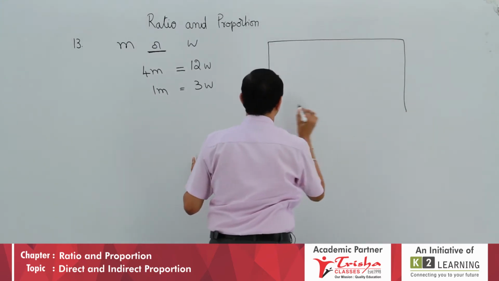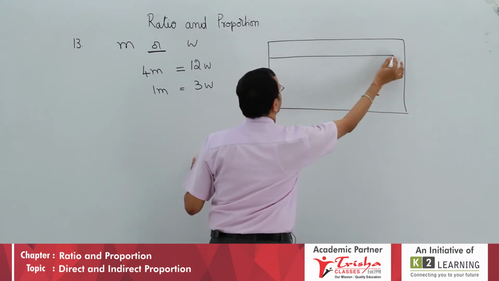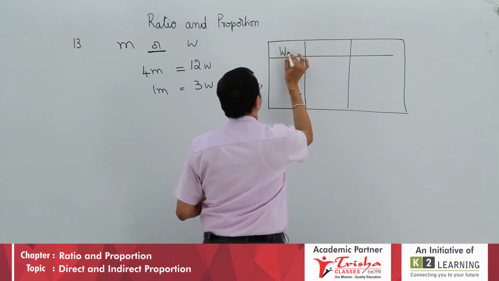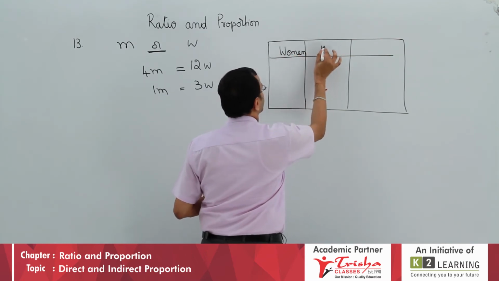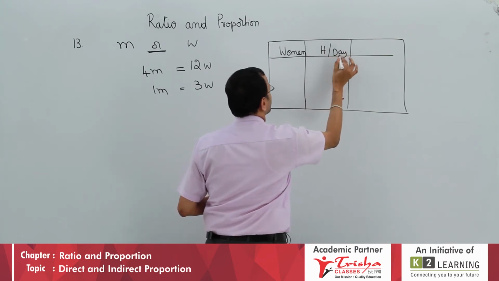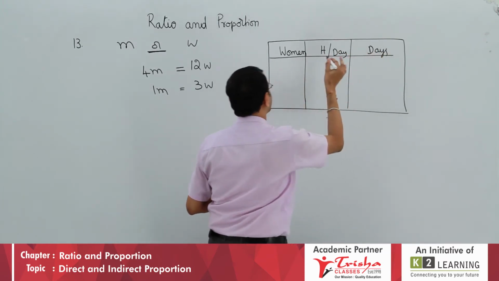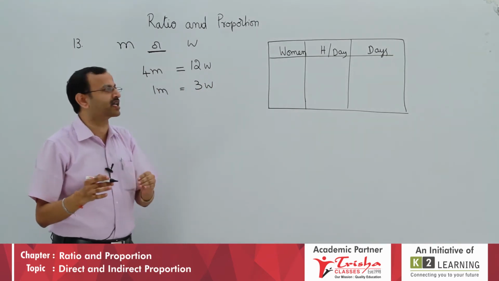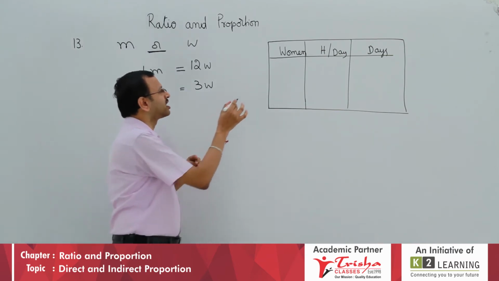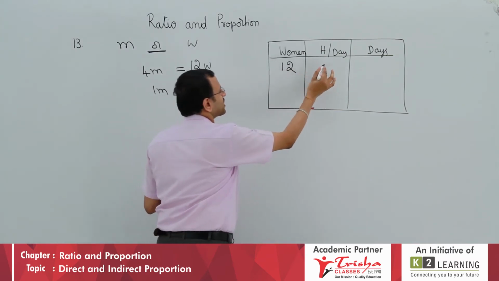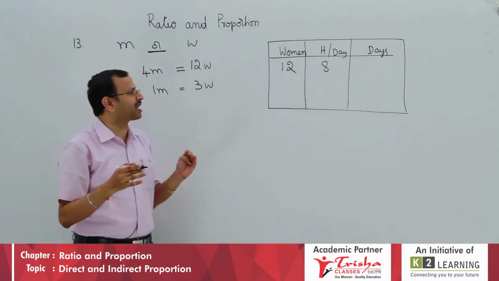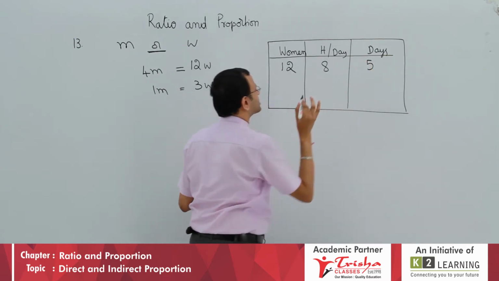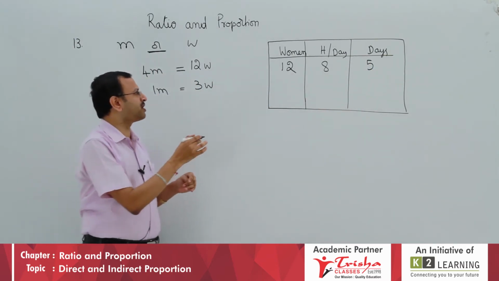Now what we will do, you will work out the 3 parts of the question: number of women, hours per day and number of days. The 3 variables are these. In the first line, 4 men or 12 women, we will take it as women only. How many women are there? 12 women. How many hours per day? 8 hours per day. It can be completed in how many days as per the question? It can be completed in 5 days.